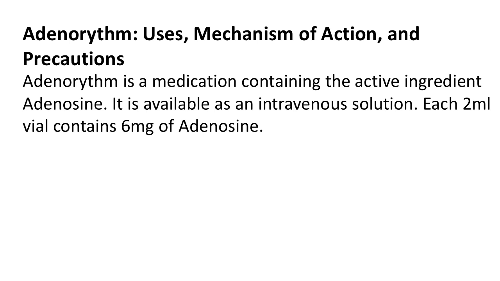Adenorythm uses, mechanism of action, and precautions. Adenorythm is a medication containing the active ingredient adenosine. It is available as an intravenous solution. Each 2 ml vial contains 6 mg of adenosine.